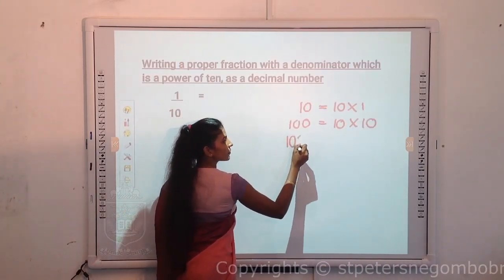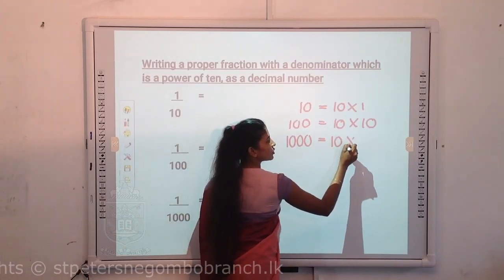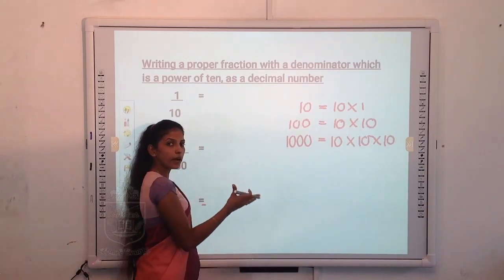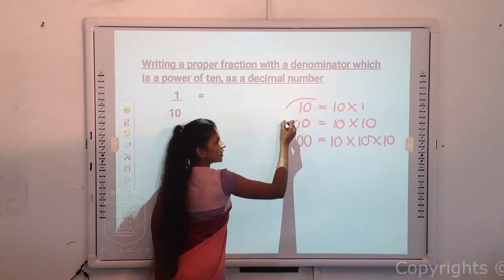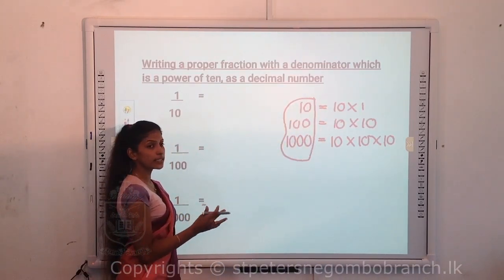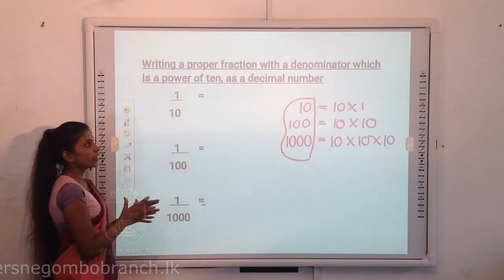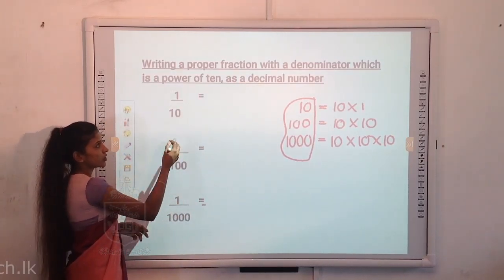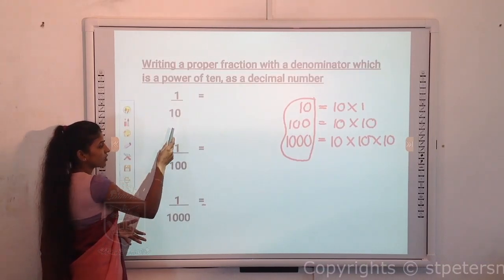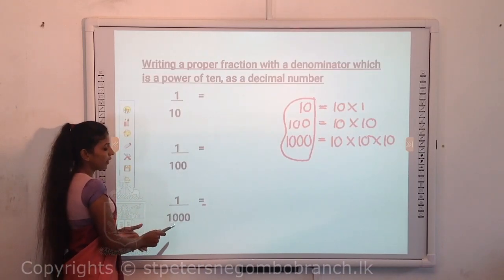1000 means we can express it as 10 into 10. So these are called powers of 10. These numbers 10, 100, 1000, 10,000 can be taken as powers of 10. Okay, so let's see how we can express these fractions as a decimal number. These fractions have powers of 10 as the denominator.